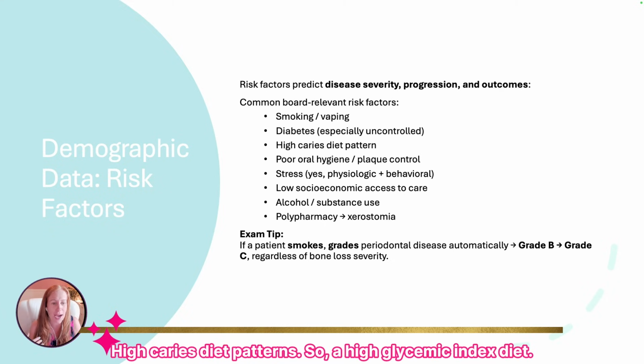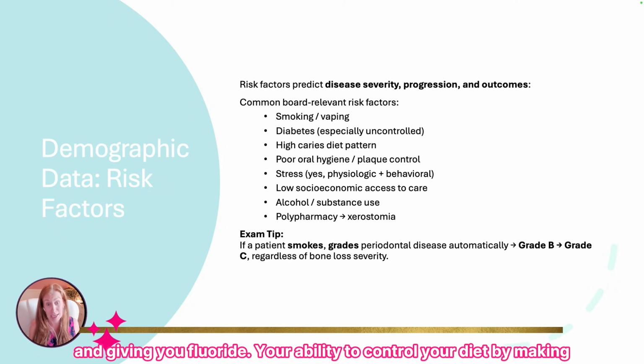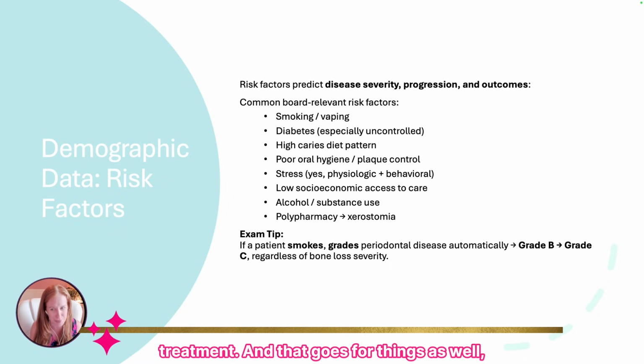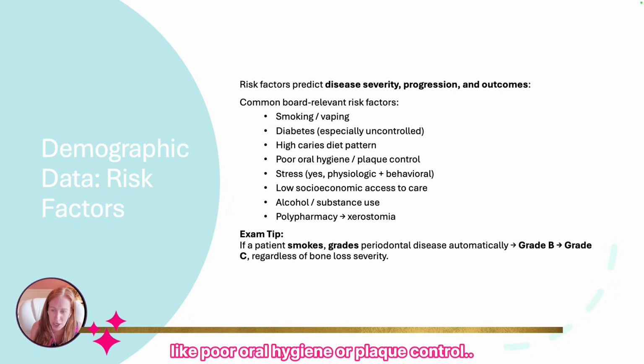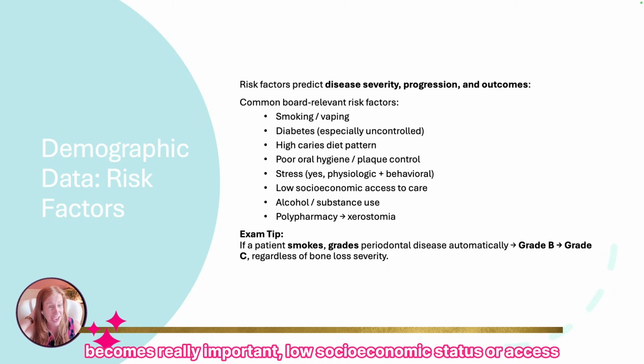High caries diet pattern, so a high glycemic index diet. Well, gosh, we're going to spend all this time drilling and filling all these teeth and giving you fluoride. Your ability to control your diet by making simple changes could theoretically help improve the outcome of your caries treatment. And that goes for things as well, like poor oral hygiene or plaque control, stress, both physiologic and behavioral becomes really important.